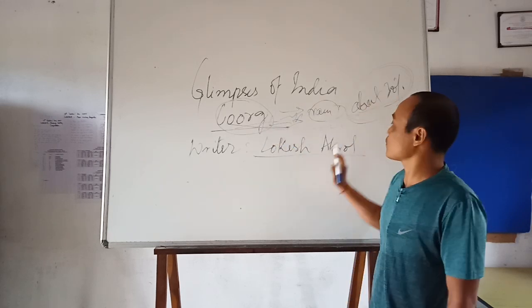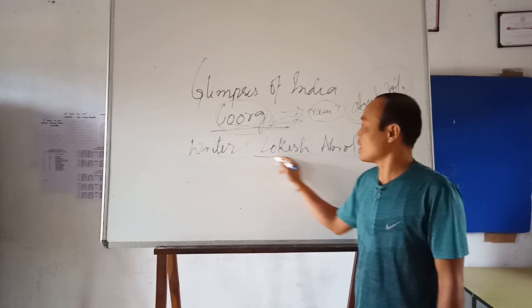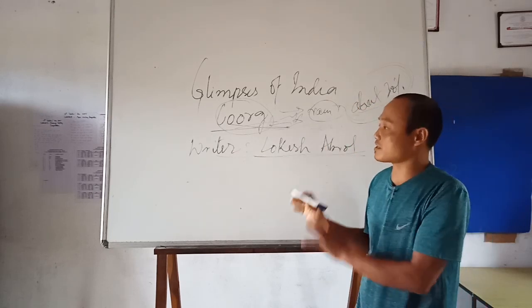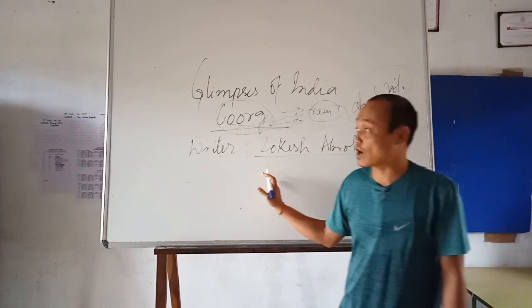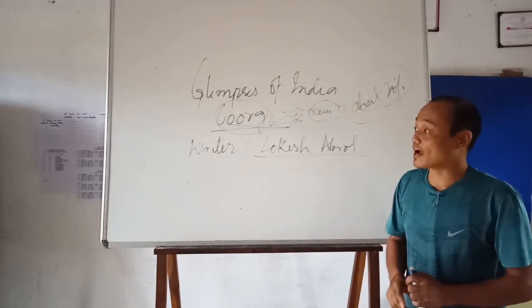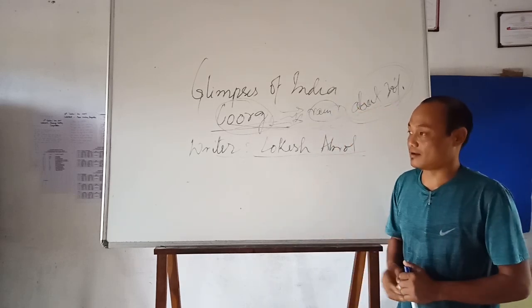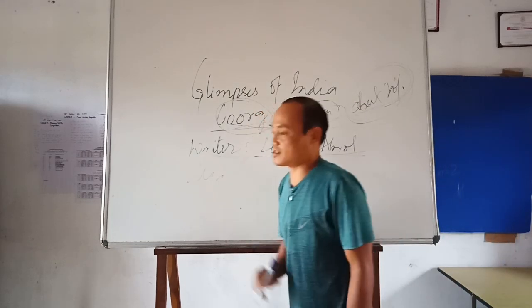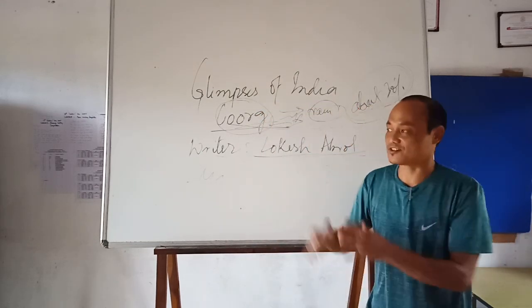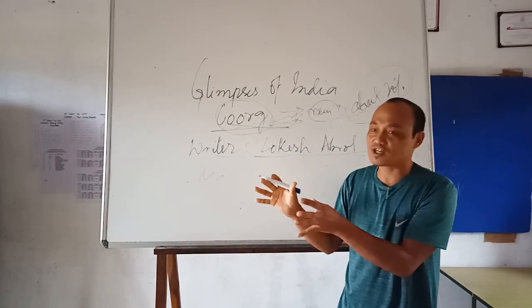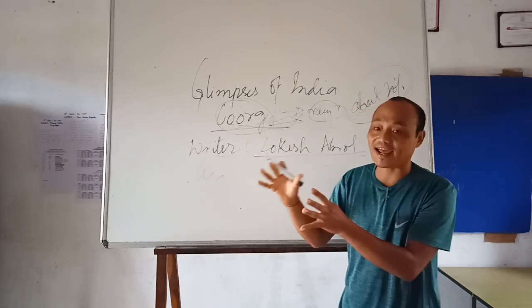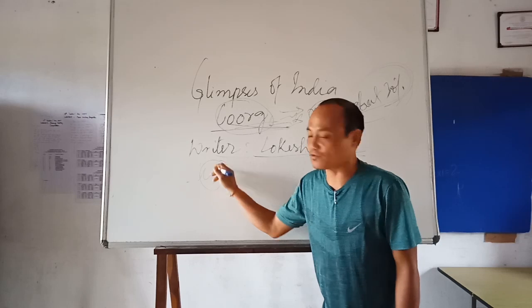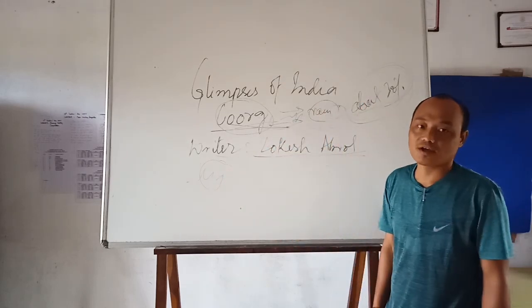Yes, about the climate we already talked about, and about the nature we already talked about. So now let's see again what kind of people are here, the inhabitants. What kind of race, what kind of people, the tribal people or the Muslim or the Hindu people or the English people. Let's talk about the people of Coorg, who are the Coorgs.